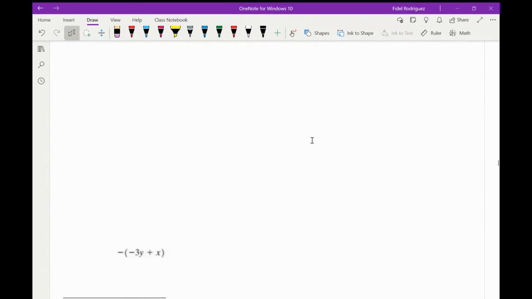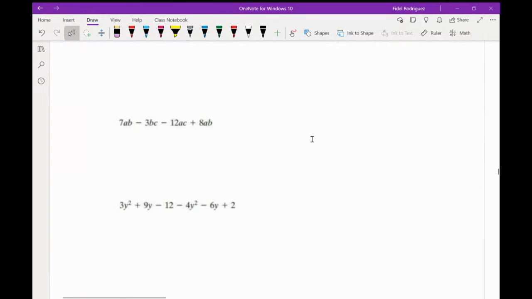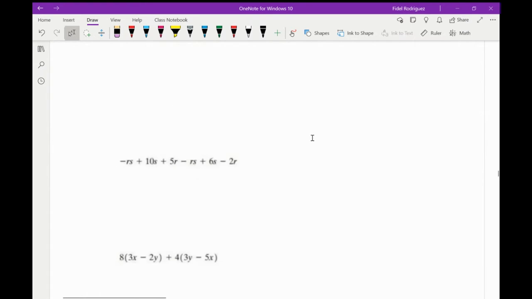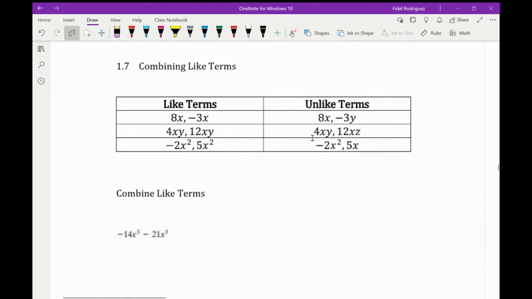So this is my chapter 1 stuff. I'm going to kind of keep working here, moving along some more. Let me see, where are we? 1.8. Okay, so I'll tell you what I'm going to do. I'm actually going to do just a little bit of 1.7, and then I do want to jump into some of the stuff in chapter 2. So 1.7, I think this is an important section because understanding 1.7 is going to help me understand the stuff in chapter 2. So 1.7 is combining like terms.